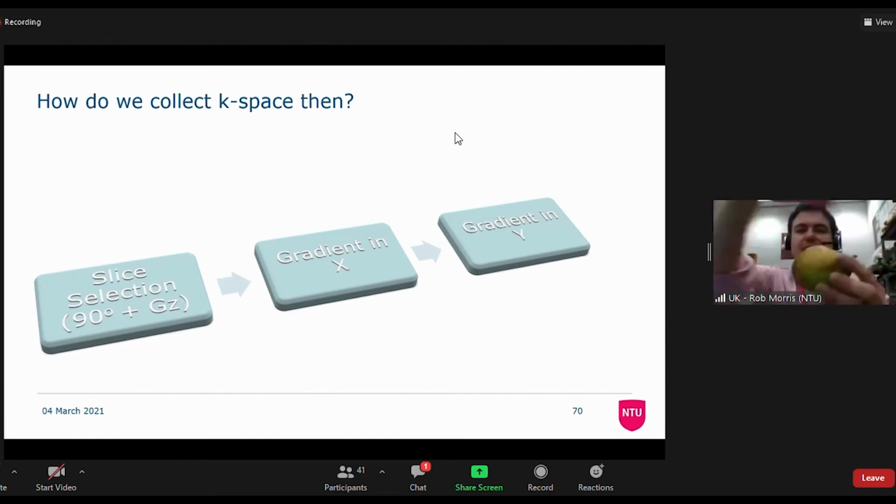We can then manipulate everything in the pair, but the only things that aren't pointing along our B0 are these things which we've excited, and they're the only things that will respond. So we normally start with slice selection, and we do that by applying a gradient and applying our 90-degree pulse or excitation pulse. And then we'll step through X and we'll step through Y using whatever techniques we want, be it phase encoding and frequency encoding.